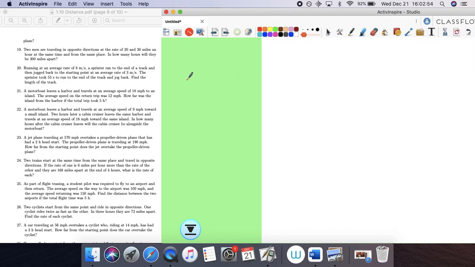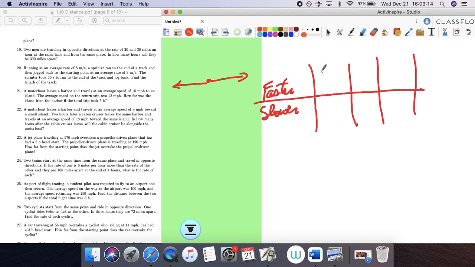27. Two small planes start from the same point of flying. So there are two planes, one going this way, one going that way. Again, faster and slower. Let's call this the faster and the slower airplane. The first plane is flying 25 miles slower than the second plane. So this one is the slower one, which means the fast one is R.